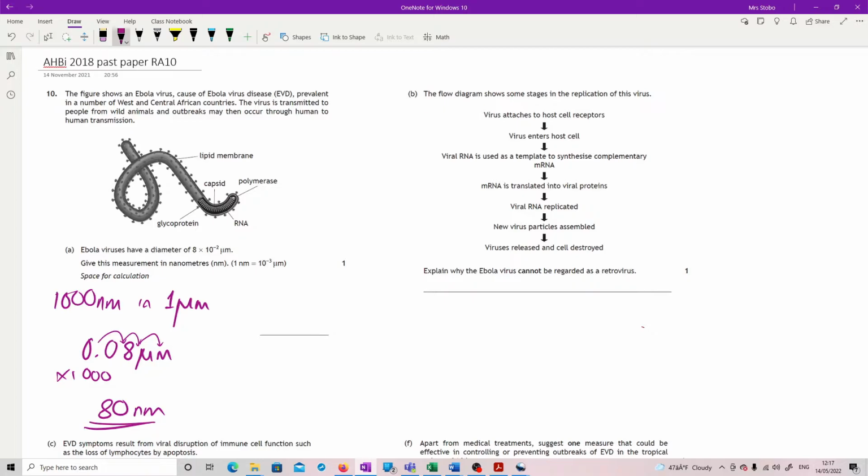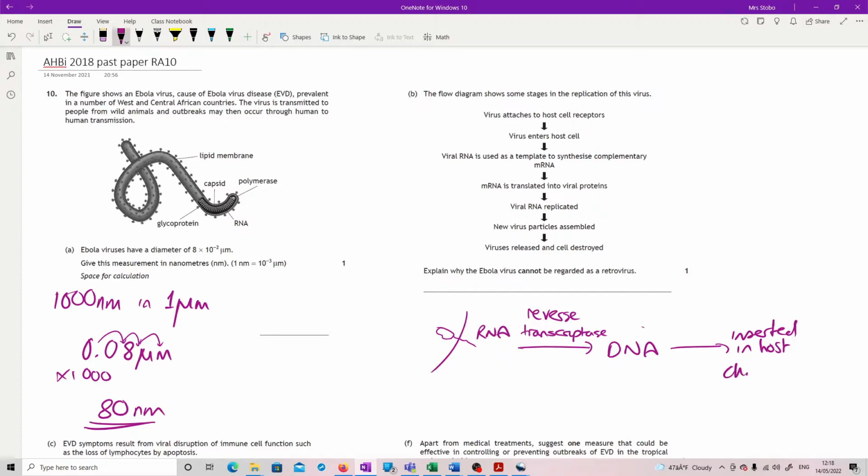Okay, retroviruses go through various stages. Here's your cell, here's your virus attaches. The virus has to put in RNA, which is then reverse transcribed with reverse transcriptase to make DNA, and then that DNA is then inserted into your host chromosome set, host genome, we'll say. And then at that point the DNA is then transcribed to mRNA and then goes through the whole cycle, right? This just isn't doing that.